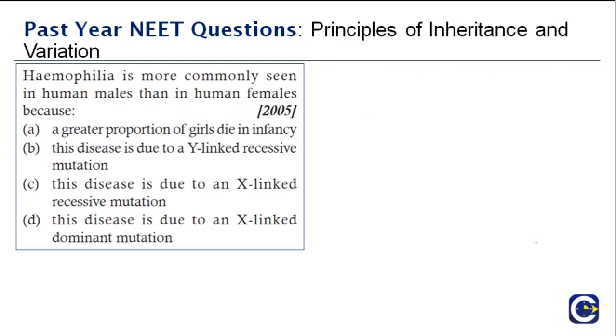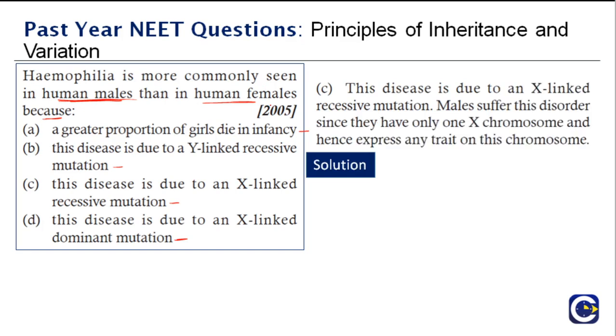Hemophilia is more commonly seen in human males than in human females because: a greater proportion of girls die in infancy; this disease is due to a Y-linked recessive mutation; this disease is due to an X-linked recessive mutation; this disease is due to an X-linked dominant mutation. So why is hemophilia more commonly seen in human males than in human females? Because this particular disease is due to X-linked recessive mutation. This is the right answer.